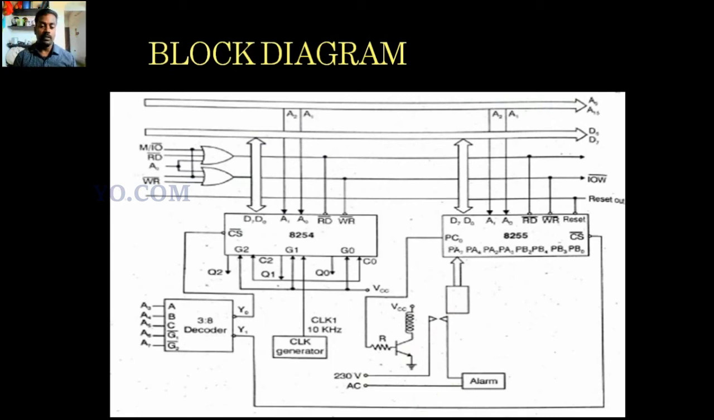In the block diagram, the clock generator is used to generate the clock for the 8254, a crystal oscillator used as a clock generator. Then the 8254 gives the clock to the 8086 and the 8255 interfacing IC. The 3 to 8 decoder mainly produces the chip select signals for the 8254 and 8255. The remaining are control signals: read operation, write operation, and A0, A1, which are used to select the 8254, and also used for the 8255. Then read, write, reset are the control signals used in the 8255 and 8254. The control signals come from the 8086 microprocessor.